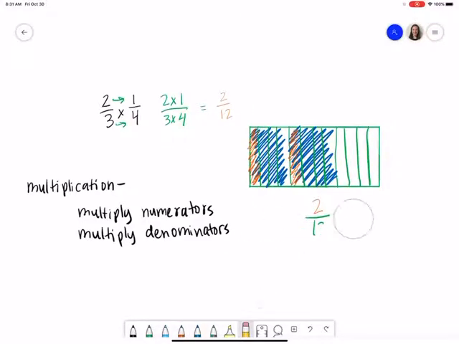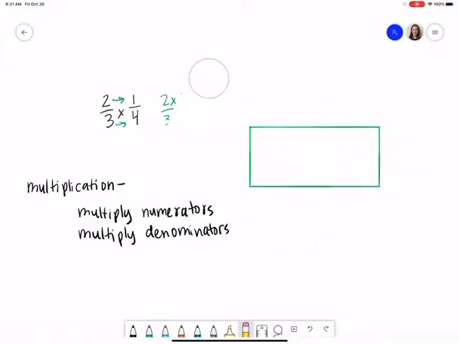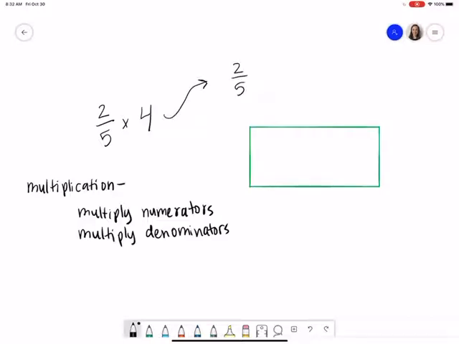Okay, so that's multiplication. If I were multiplying 2/5 times 4, a whole number, I would need to first change that whole number to a fraction. And we know that to do that, you have to put your whole number over 1. Anytime there's a whole number, you put it over 1, because we've got 4 whole ones. Okay, and then we follow the same rules. We multiply across the top and multiply across the bottom. Okay?